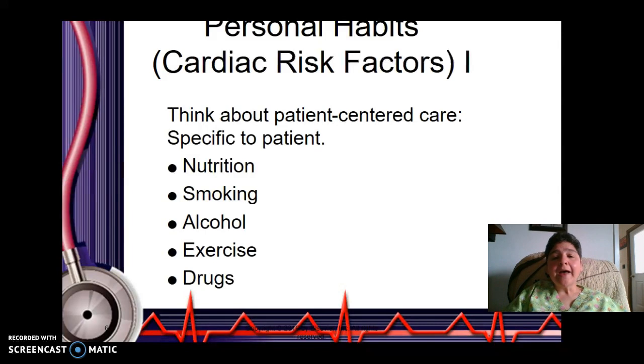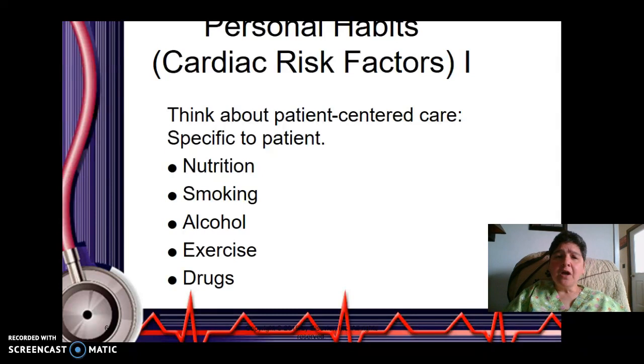And then personal habits. These are all cardiac risk factors. One word I want you to think about here is patient-centered care. So we want to focus on the patient and we want to focus on the issues related to them. So all of these things are specific to just the patient. What is their nutrition like? Do they eat healthy? Do they eat lots of fruits and vegetables and greens? And do they get enough protein?